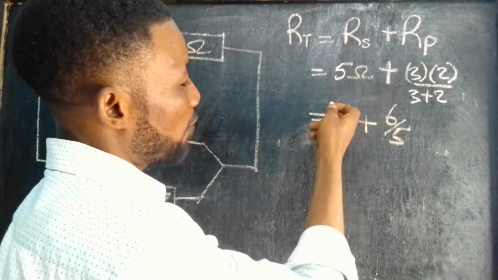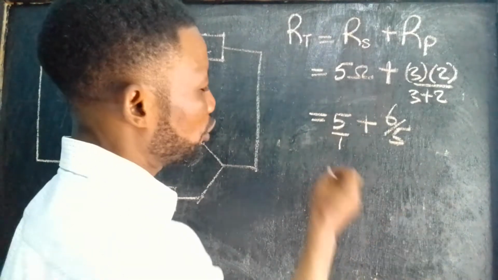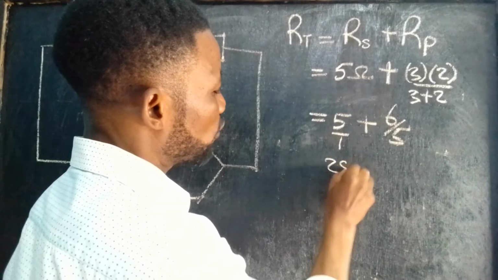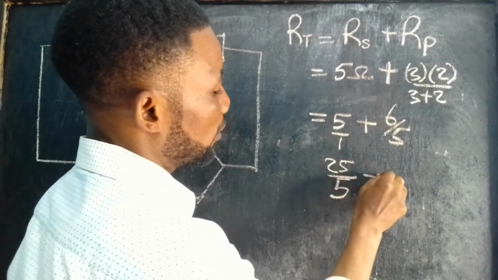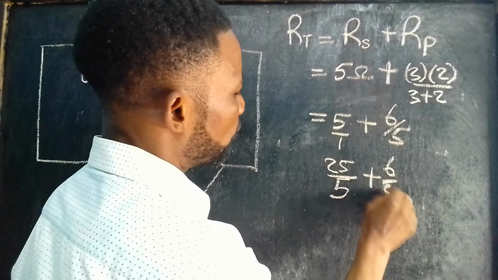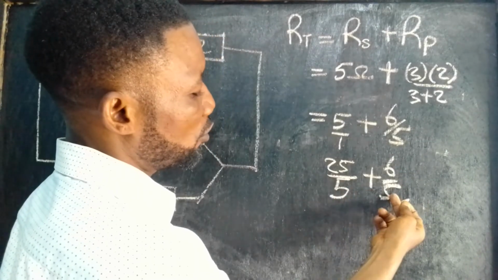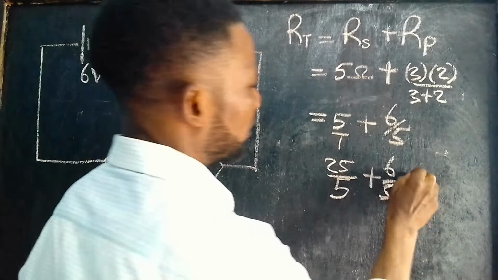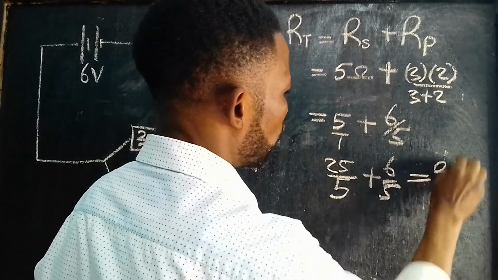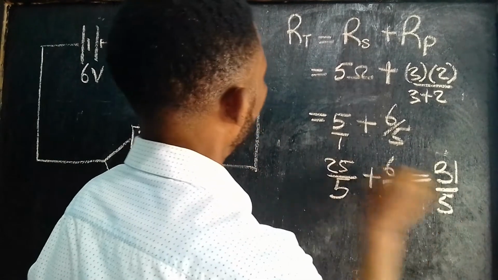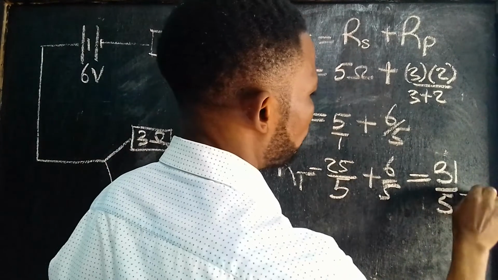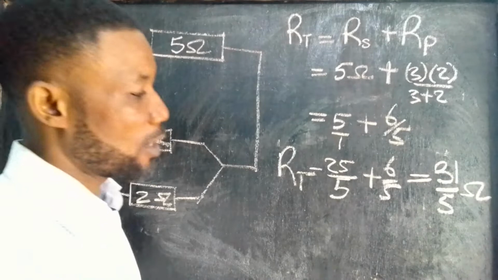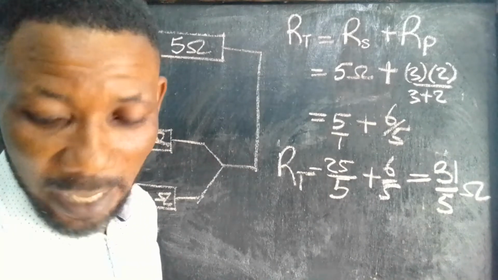If you do this by 5 up and by 5 down, then you have not changed anything. If you multiply this by 5, you have 25 over 1, and if you multiply 1 by 5, you have 5. You have 25 on 1 plus 6 on 5. Now they have common denominators, therefore you can add the two. It is 31 on 5. We are calculating the total resistance, 31 on 5 ohms. It is as simple as that.